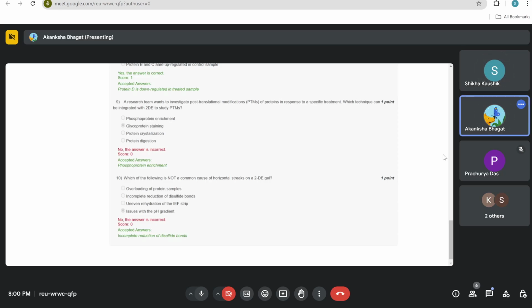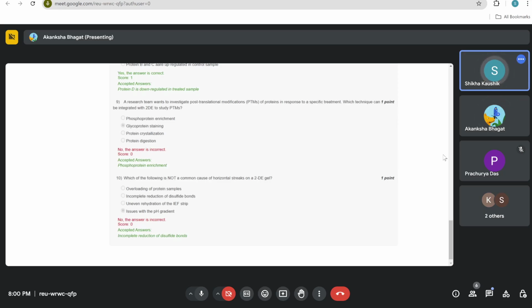Okay ma'am. Next, 10th question. Which of the following is not common for horizontal streak of two-dimensional gel? Overloading of... okay, fine. So yes, when we do horizontal streak, समझ आती है आपको क्या है? Which one is vertical?